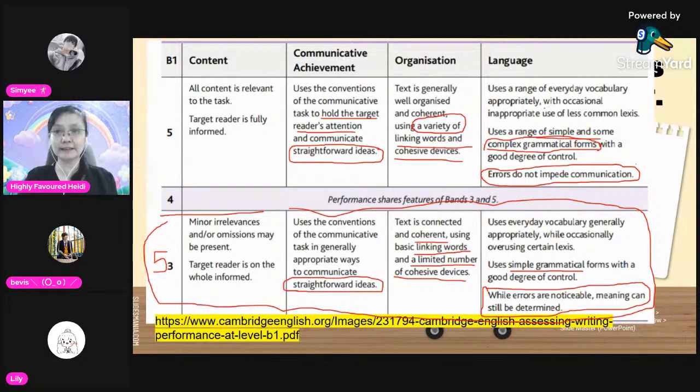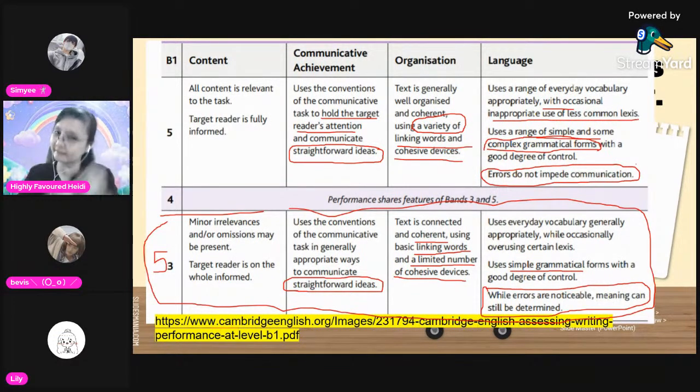They accept this one with occasional inappropriate use of less common lexis. This means you are trying to use certain words which are less common. Lexis means vocabulary, but not accurate, inappropriate. Let's say you want to give the description of angry. Then instead of just saying the person is not really very angry, you want to change the word, so you put fuming, hollered, which shows extreme anger, which is not really the case.